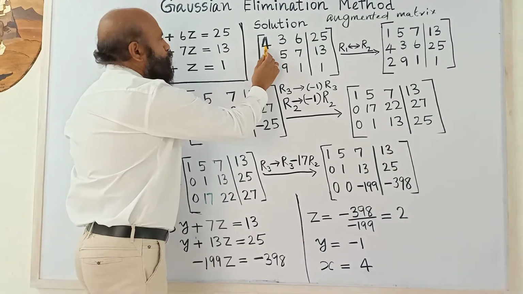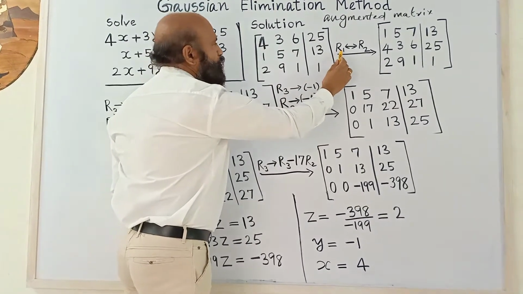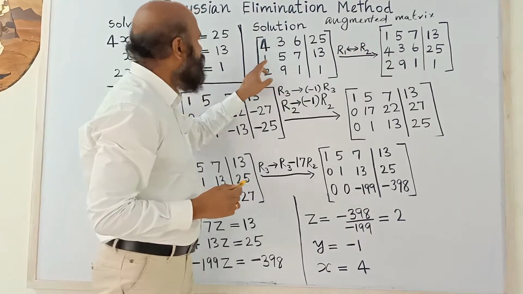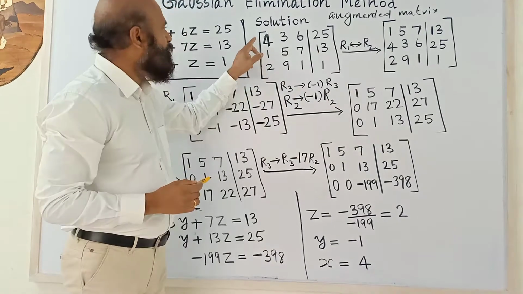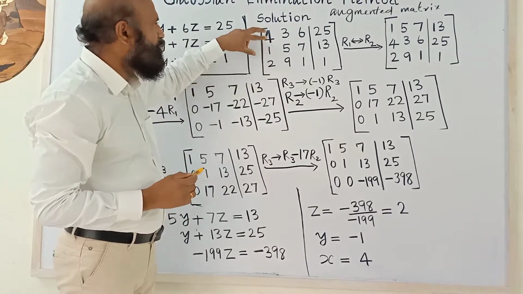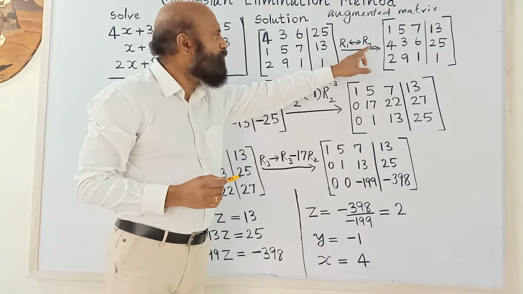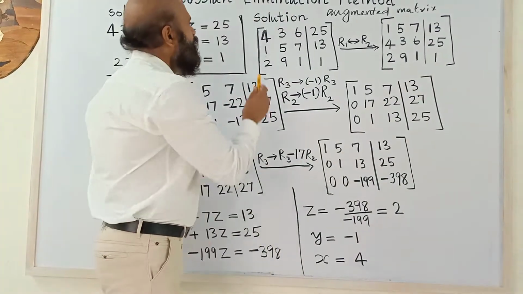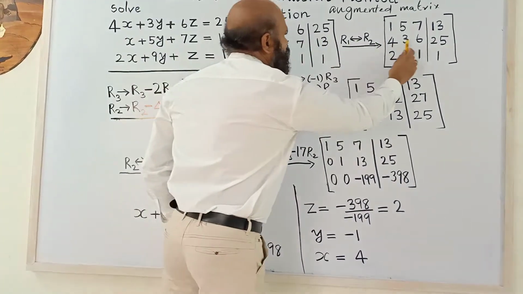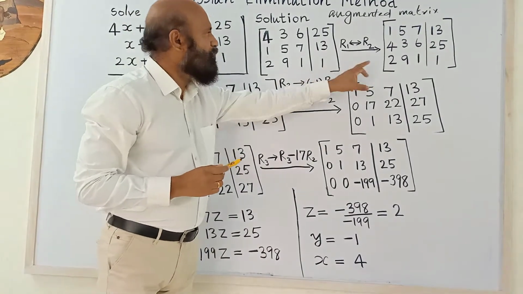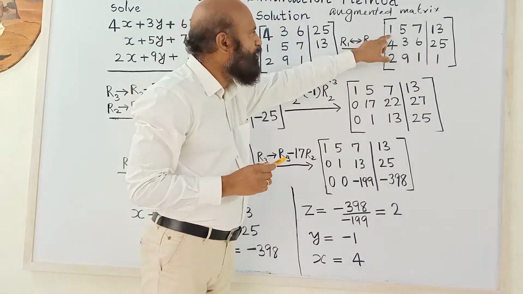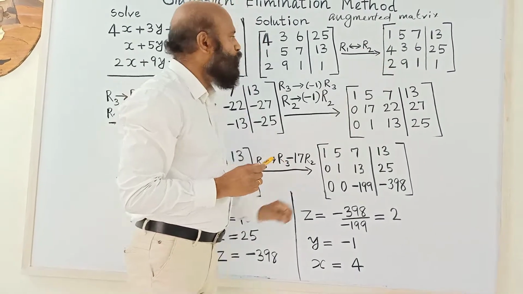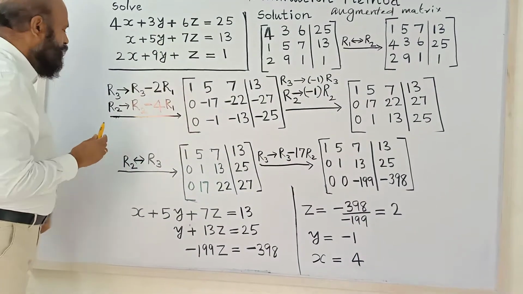So here, interchange the first row and second row so that in the first row you will get 1. R1 is interchanged with R2. So 1, 5, 7, 13 you write as the first row, and 4, 3, 6, 25 you write as the second row. So the first number is 1 here. Then below that it should be 0 here and here it should be 0. For that you do this elementary transformation.